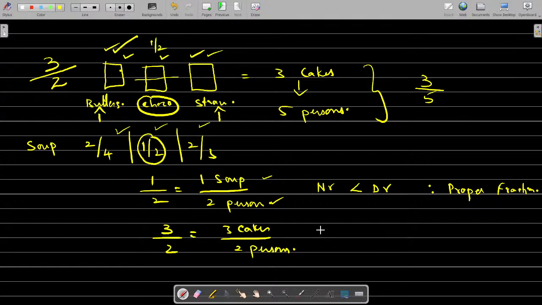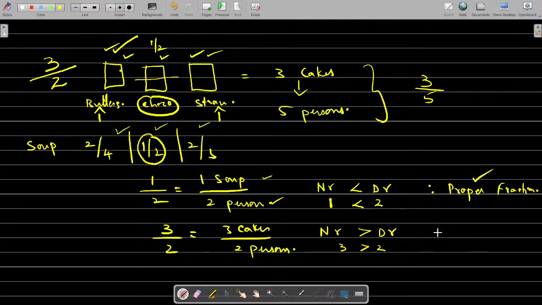What is this 3 by 2? 3 cakes divided by 2 persons, which means you will get more than 1 cake. How many cakes will you get? 1 full cake and half a cake. So here the numerator is greater than the denominator. What's the numerator? 3. What's the denominator? 2. It's greater. But in the other case, 1 soup, that is 1 numerator, denominator 2 persons, so 1 was less than 2. That is a proper fraction. Is it okay?